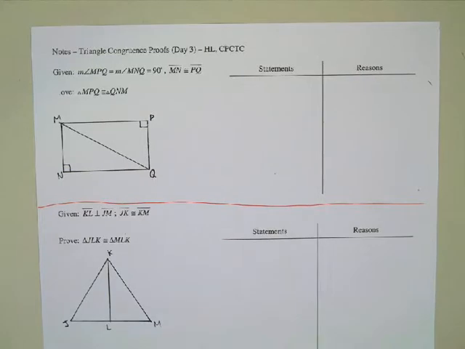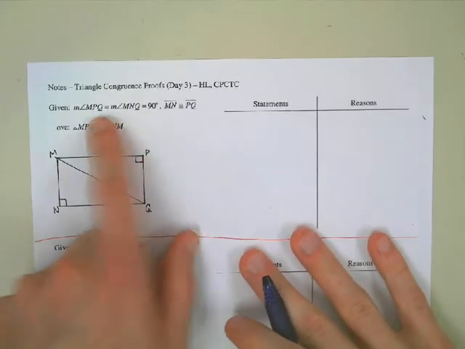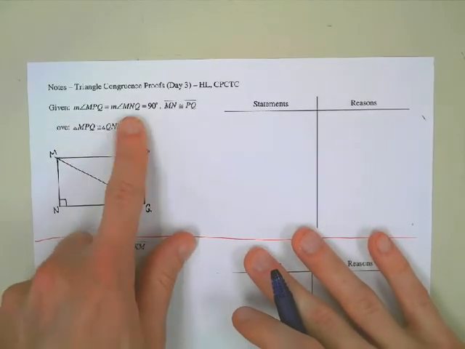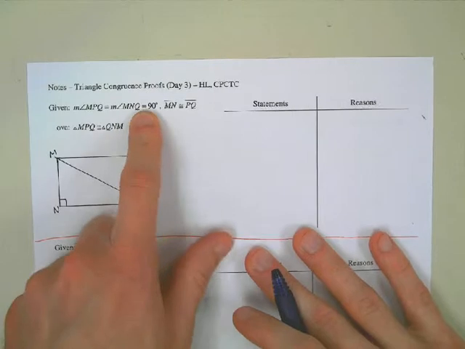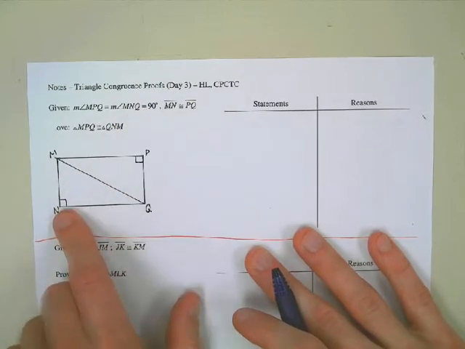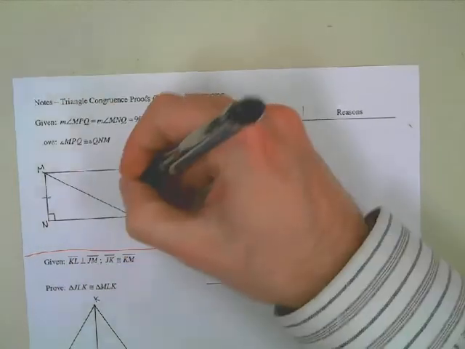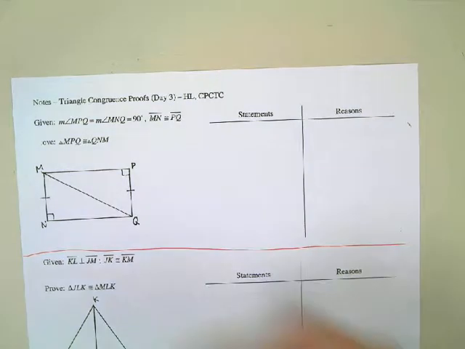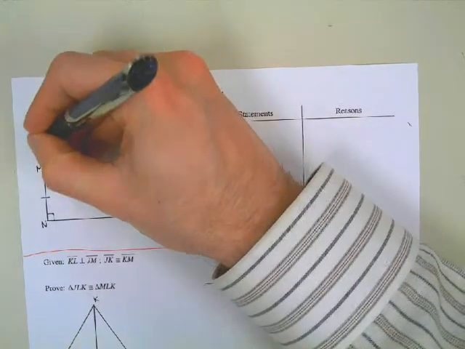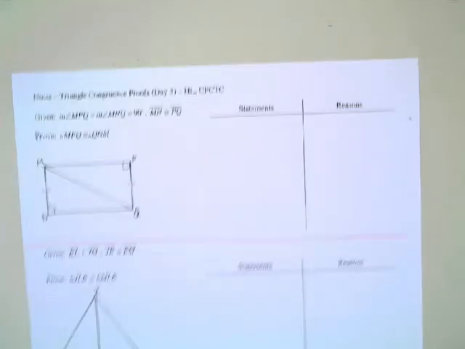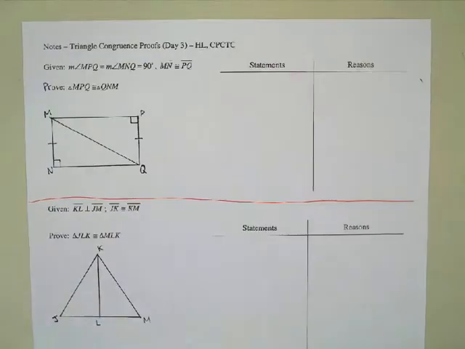So we'll look here at our example, okay? So we're given some piece of information. The measure of angle MPQ is equal to the measure of angle MNQ, which is 90 degrees. That's already listed for us here in the picture. MN is congruent to PQ, so we can go ahead and list that too real quick. And we want to prove the triangle MPQ is congruent to triangle QNM.